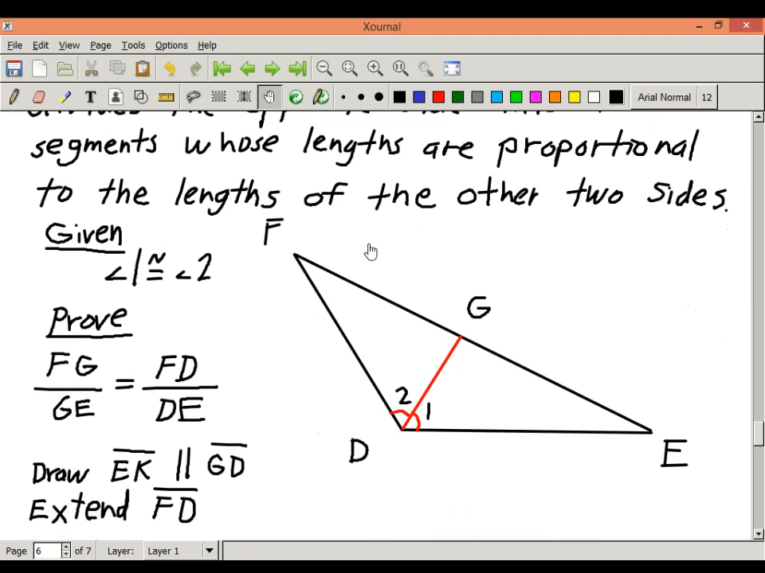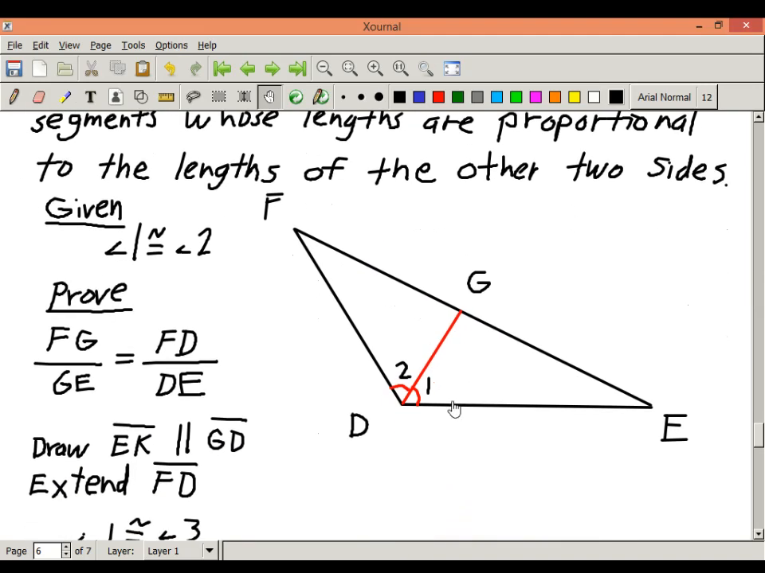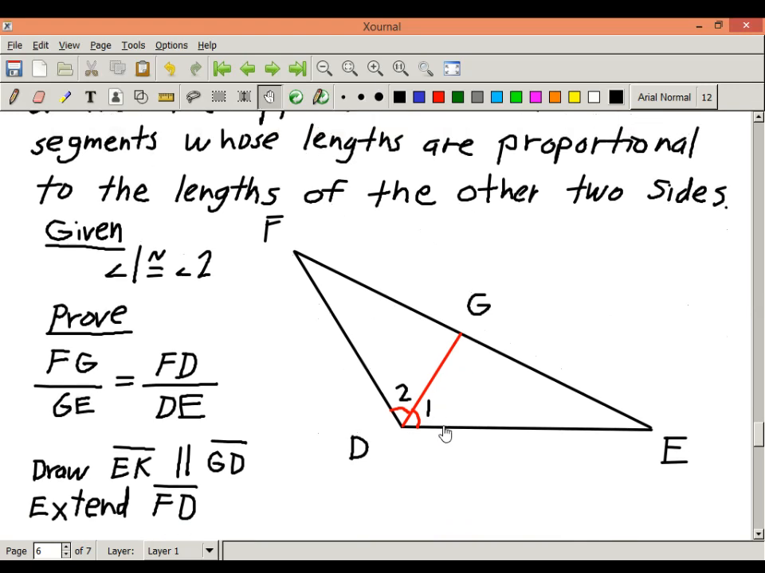Okay, so let me show you what I'm talking about with this diagram. So you see triangle FDE, the big triangle. This is an angle bisector. You can see segment DG bisects angle FDE into two angles which are congruent. That's what an angle bisector does. And we call them angles 1 and 2. So we're given angles 1 and 2, really.